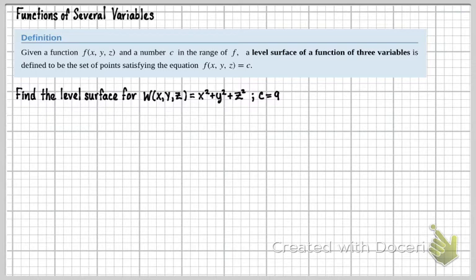And this is going to give us, let's just draw the equation for this. So x squared plus y squared plus z squared equals 9. That's what we're actually going to be looking at here, and that's what we're actually going to graph here. So this is going to be the level surface from that 4-dimensional function.